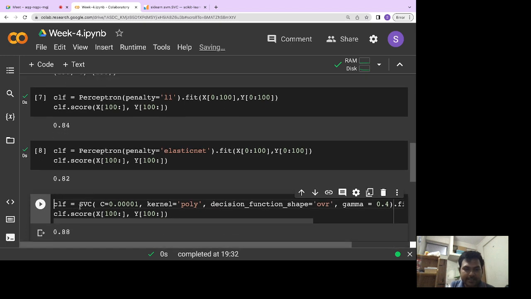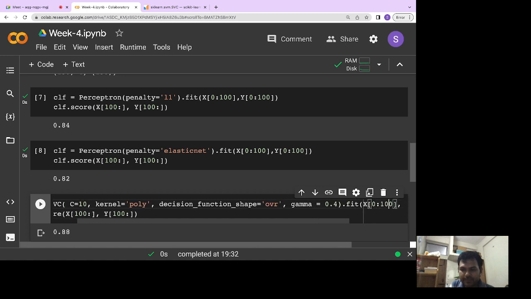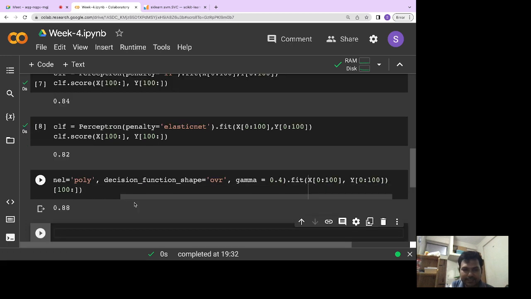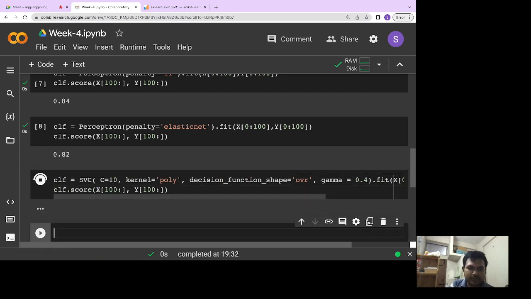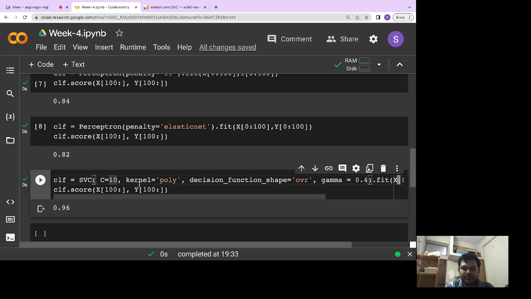The last question is, if I use an SVC classifier, and let's just stick with C equal to 10 for now, kernel is the polynomial kernel, decision function shape is OVR, gamma equal to 0.4. I'm doing the same thing, fitting on the first 100 points for training and the next 50 points for testing. Once we do that, we see that the answer is 0.96. So these are the two answers. These are very, very simple; it won't get simpler than this.